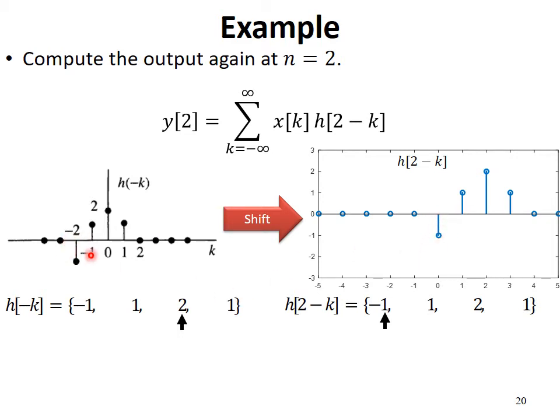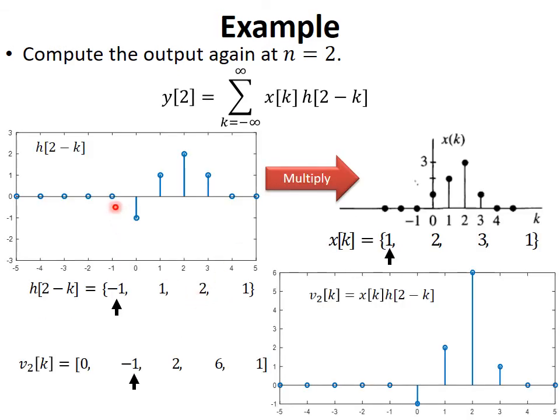Right? So when we shift h of minus k 2 units towards right, or delay h of minus k by 2 units, we'll get this sequence -1 1 2 and 0. Now the next step after shifting is multiplication of h of 2 minus k with x of k.